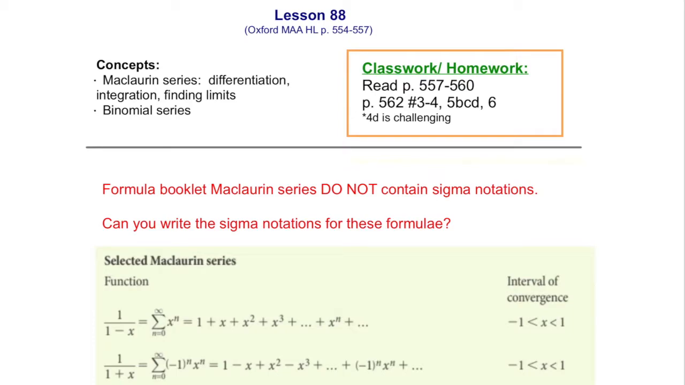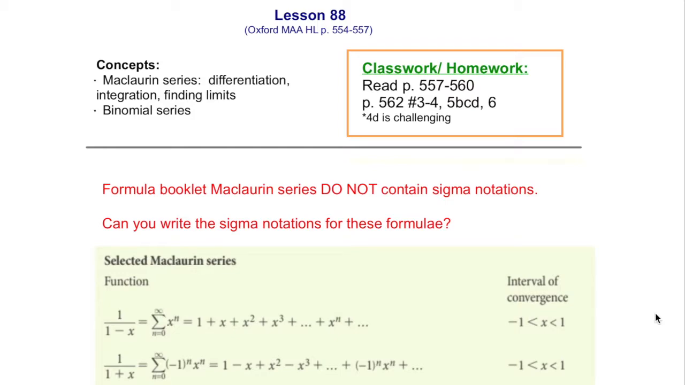Lesson 88. In this lesson, we will continue to look at Maclaurin series and the operations on Maclaurin series, including differentiation, integration, and finding limits. And we will also be exploring binomial series.